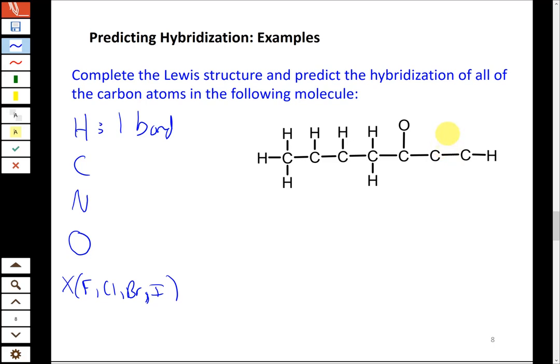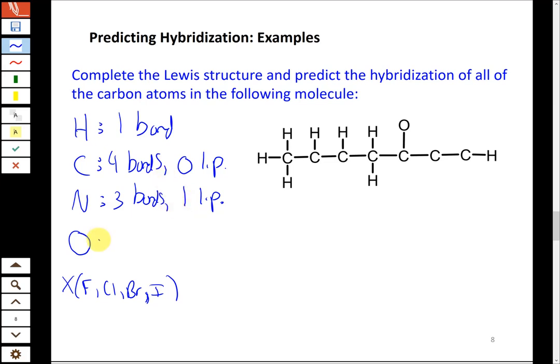But for the rest of these, we have patterns that we're going to follow to get to the octet and to minimize formal charges. So for carbon, we typically will have 4 bonds and 0 lone pairs. That's a complete octet, but all of it is in the form of bonds, no lone pairs. For nitrogen, it's going to be 3 and 1. Typically, you're going to have 3 bonds and 1 lone pair. So a total of 8 electrons still, but this time 6 from the bonds, 2 from a lone pair. This again is to minimize formal charge.